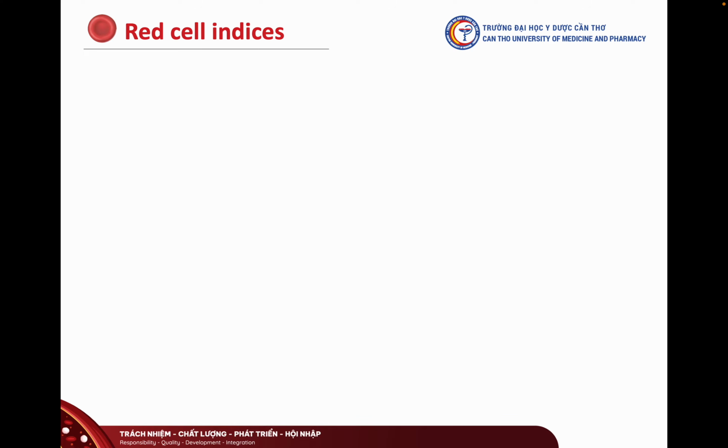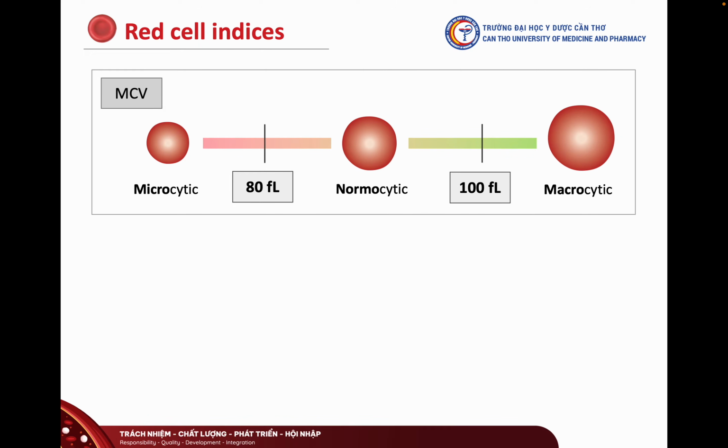Now, to classify anemia by morphology, we use three red cell indices: MCV, MCH, and MCHC. The MCV tells us the size of the red cells. If the MCV is below 80 femtoliters, the red cells are microcytic. If it is between 80 and 100 femtoliters, the red cells are normocytic. But when the MCV is above 100 femtoliters, the red cells are macrocytic.